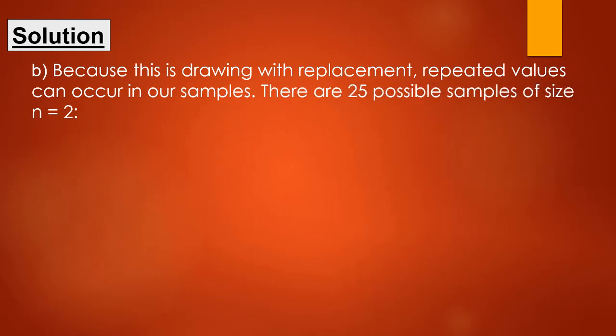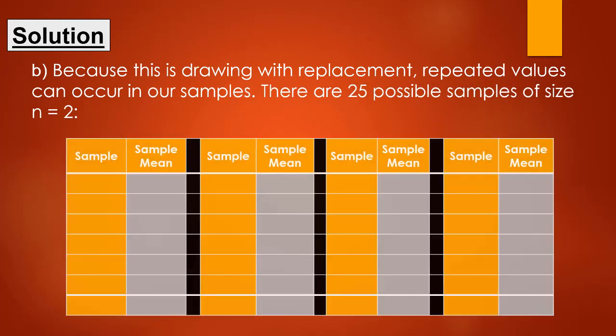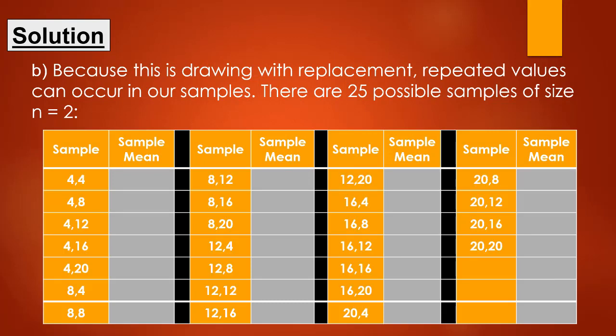Now, in part B, because we're looking at drawing with replacement, there's 25 different possible samples. With replacement means we draw a number out, we record it, we put it back, and it's eligible to be drawn again. So that first sample that we have listed, 4, 4, we draw out the 4, we record the 4, we throw the 4 back in the hat, we mix it up, we draw the next number out, and we get the 4 again. That's possible.